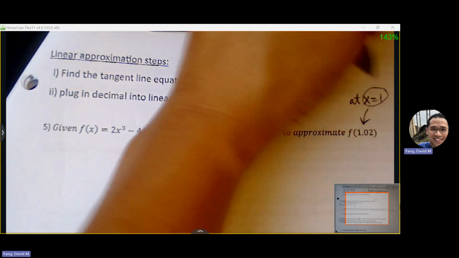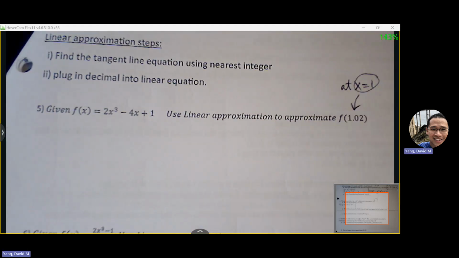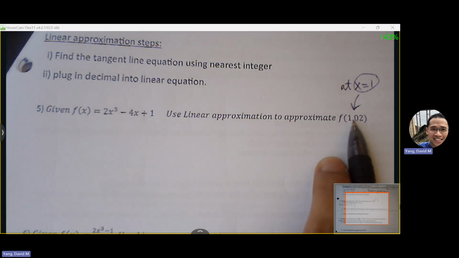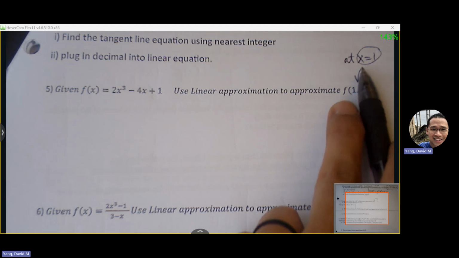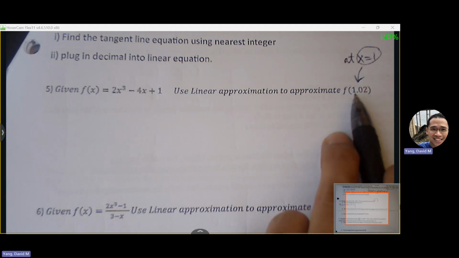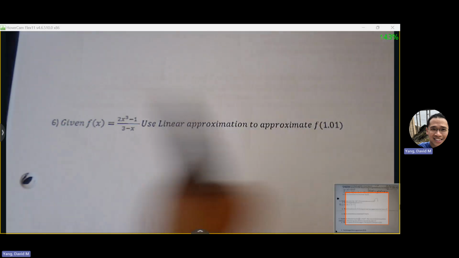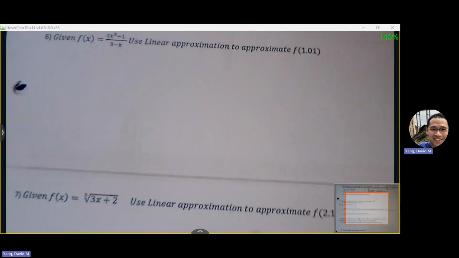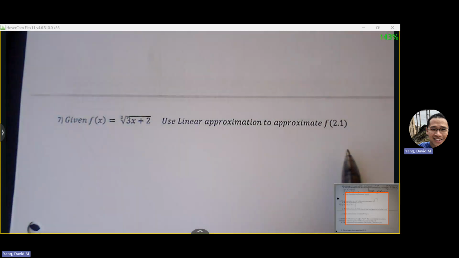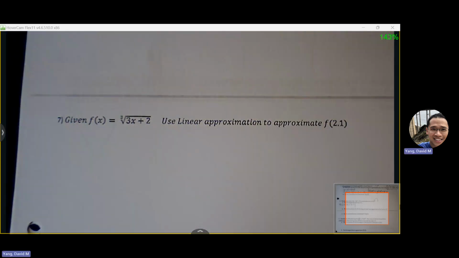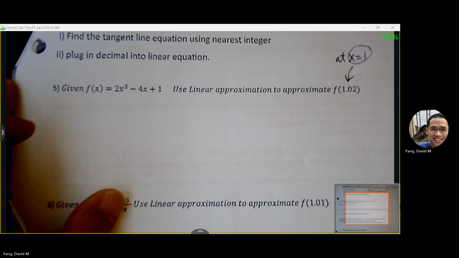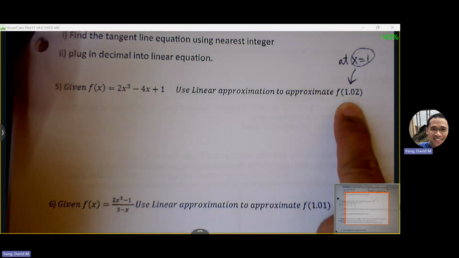So this is going to be the center of our equation. We want to use a nice, easy number close to our approximation value, but we want to build everything off of 1, and then we can do decimal at 1.02. Same thing here. We want to choose 1 here, and then for 7, we want to build our tangent line at where x equals 2. Yeah. So we always want to build our tangent line at a nice number close to our decimal value.